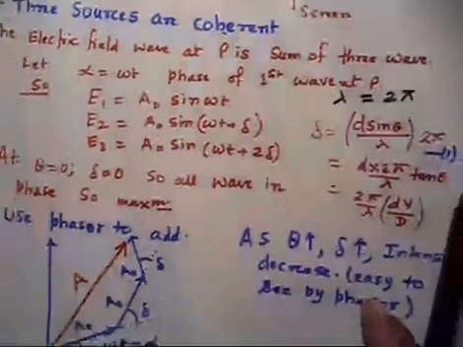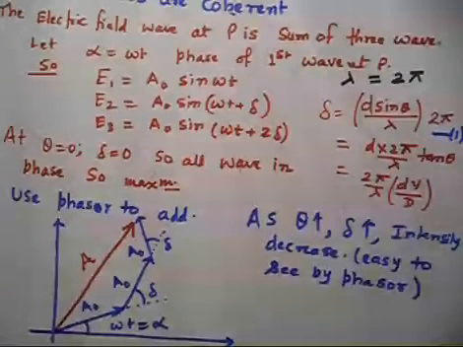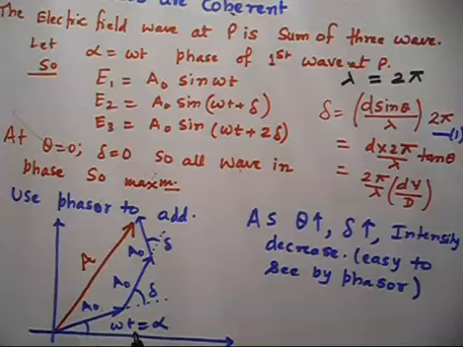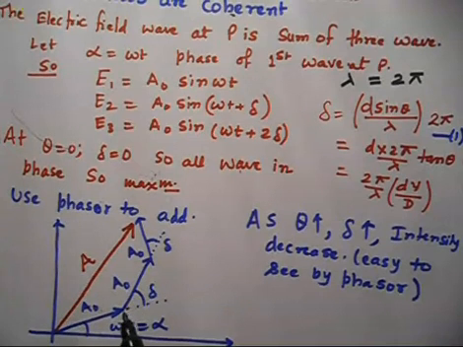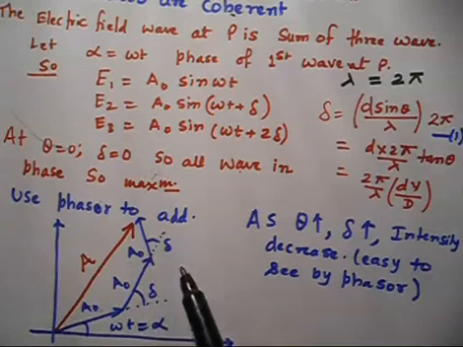Basically I can use the phasor method to add these 3 waves. Now you see, I can represent wave 1 where alpha is this A naught. Now this represents wave 1 with angle omega t. The second wave has a phase of delta more, so I have to rotate this vector by delta. And the third wave also has a phase of delta, so I have to rotate one more time by delta.